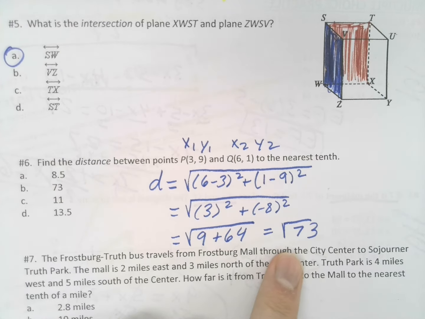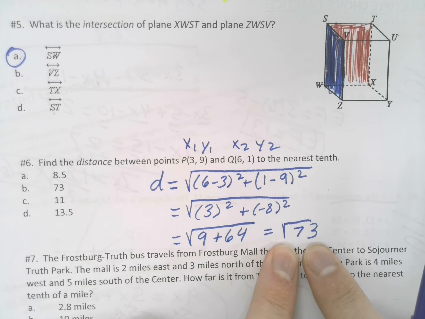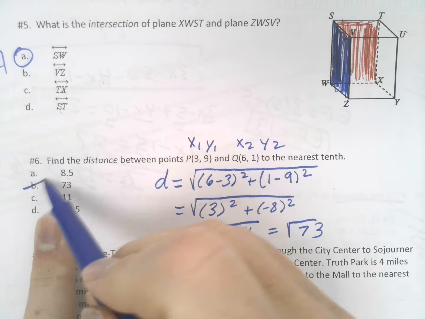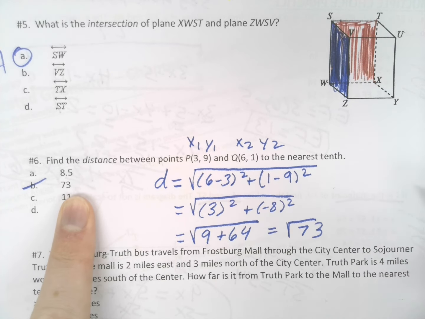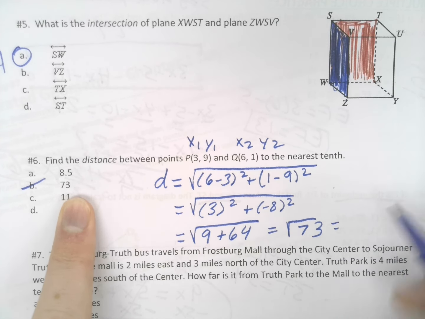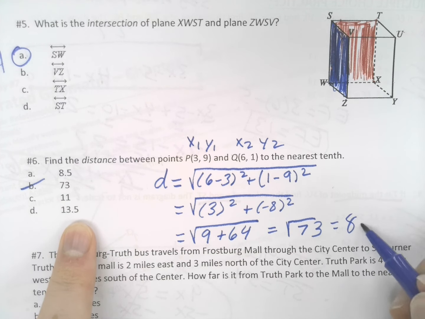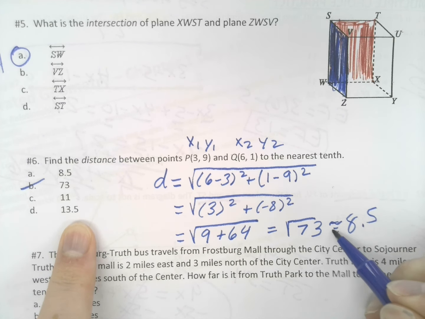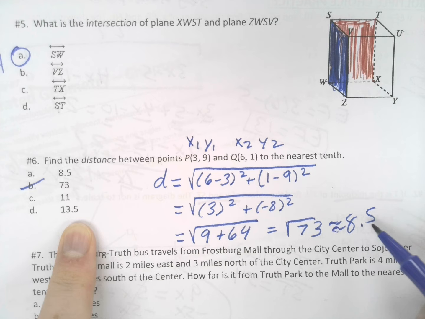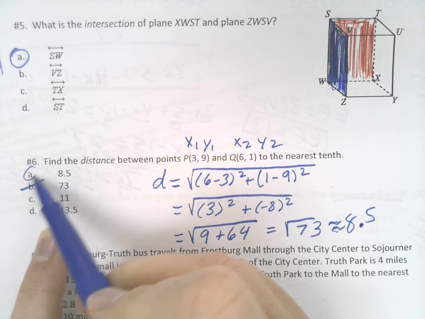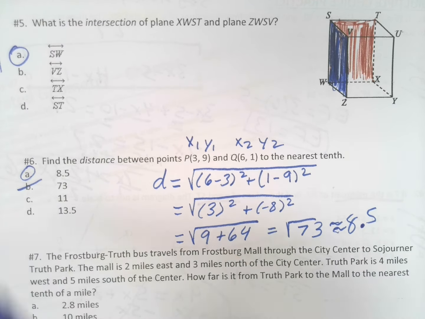Now I wanted to pop back here. Be careful. I know we have the square root of 73, but that is not the same thing as actual 73. And when you take the square root of 73, you get something, not exactly, but approximately around 8.5. So that will be A.